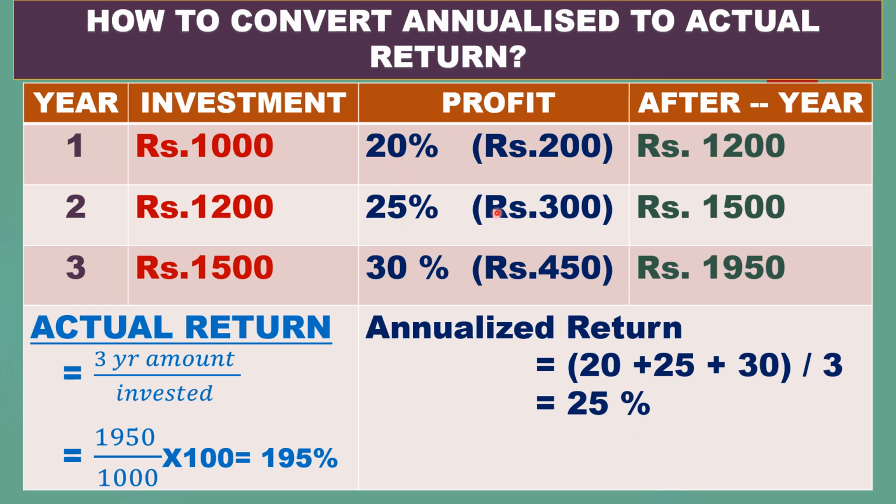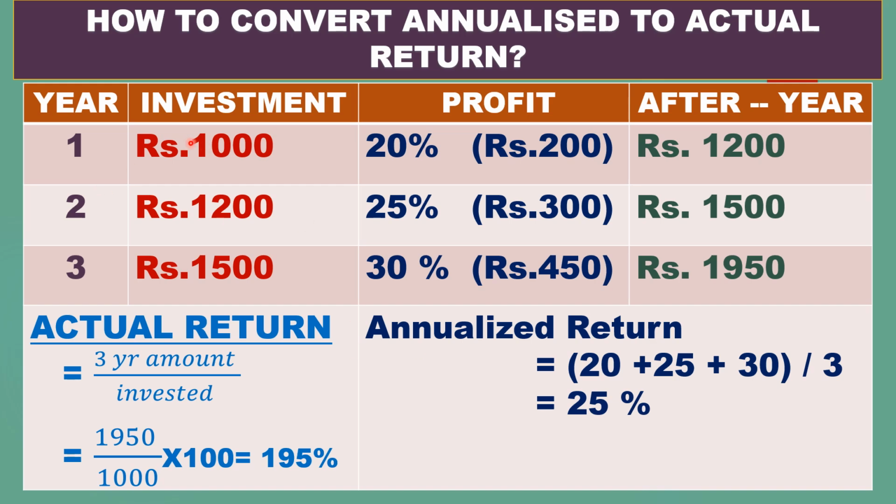Now how is annualized return calculated? 20% in the first year, 25% in the second year, and 30% in the third year, so divided by 3 equals 25%. Previously, I used the ICICI Direct CAGR calculator, and I gave the initial value and the final value, and I got 24.93, that is 25%.